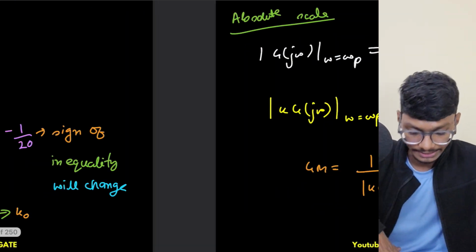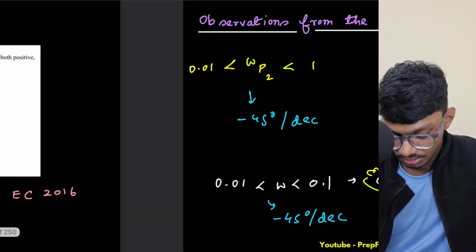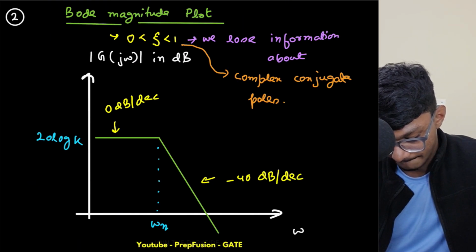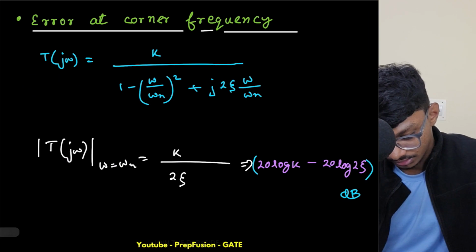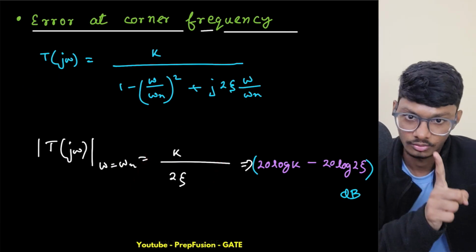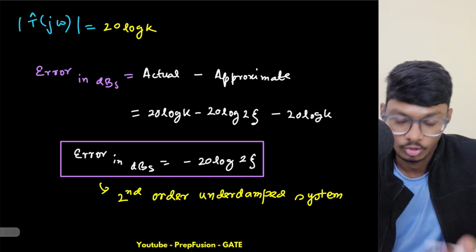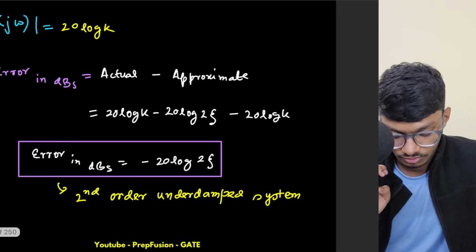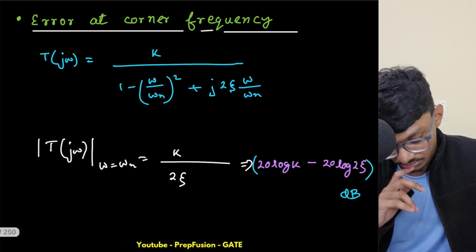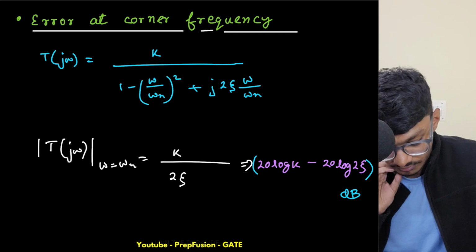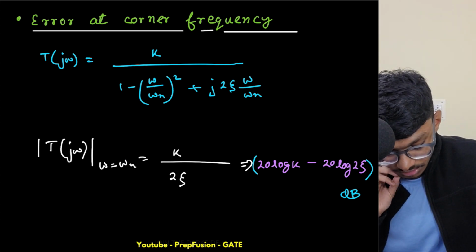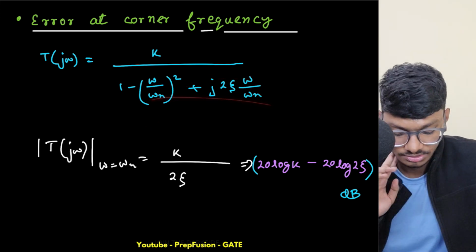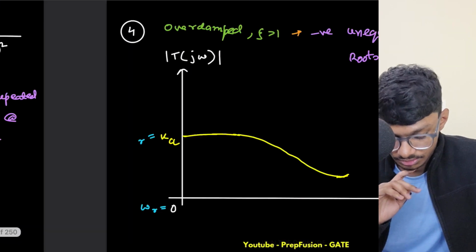You can either write this, or in the previous lecture we derived it from the basics also. If we go back, we derived from the basics. The DC gain was k equals to 1, so that's why. Otherwise the k term anyway gets cancelled, so the error will be minus 20 log of 2 zeta. You can directly write this, or you can plot it over here, whatever you wish. If you put omega n here, you are only left with this, and the magnitude becomes k by 2 zeta. Simple.